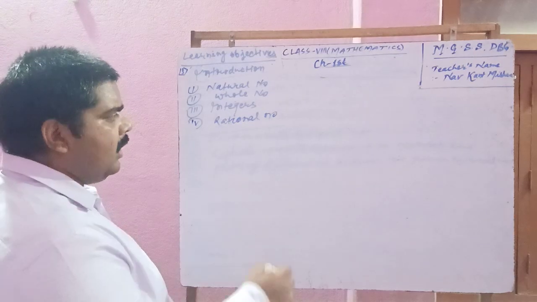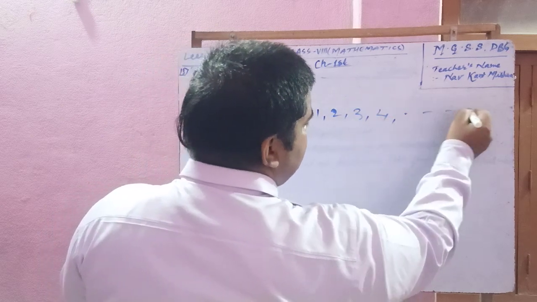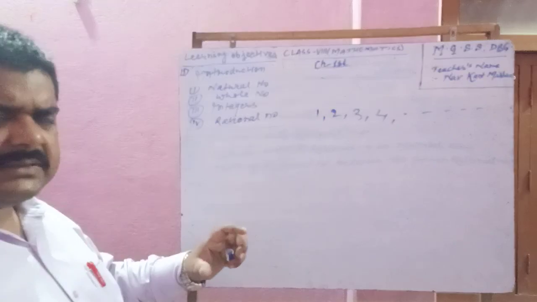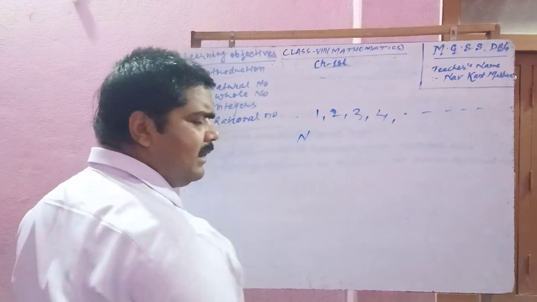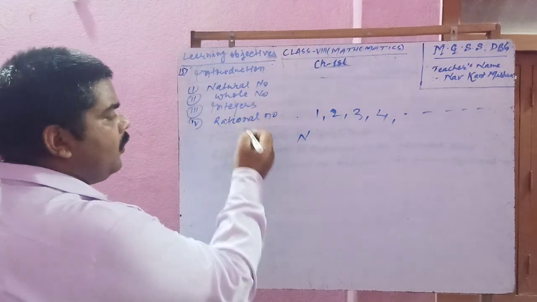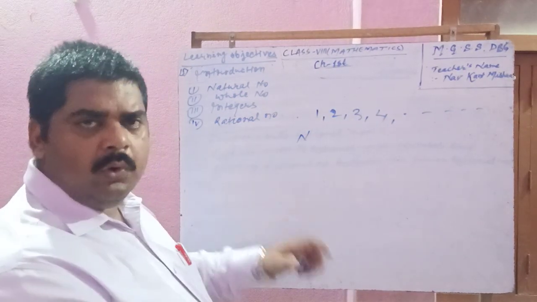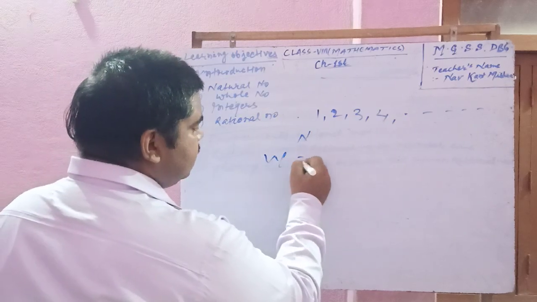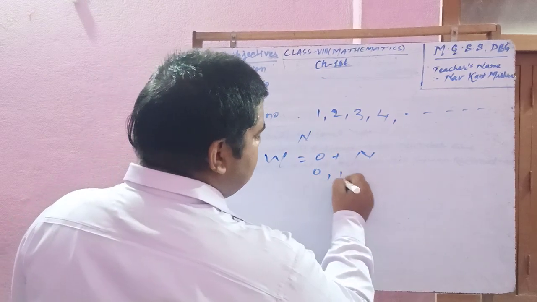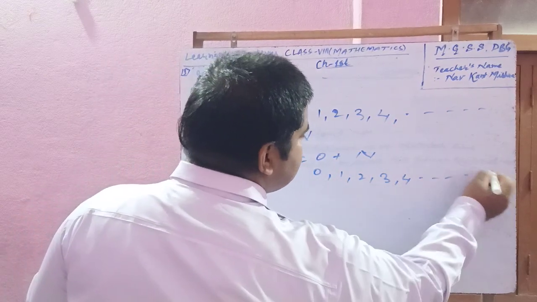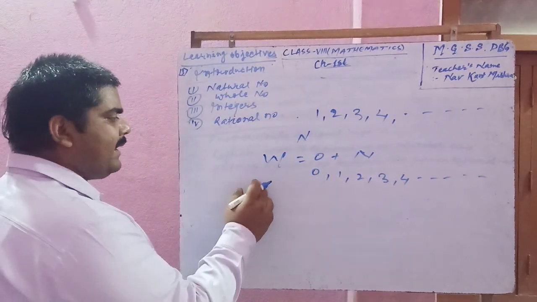regarding natural numbers, you know that natural numbers are 1, 2, 3, 4 and so on. All the counting numbers are natural numbers and they are represented by capital letter N. When these numbers are included with 0, they convert into whole numbers. So whole number is equal to 0 plus natural number. For example, 0, 1, 2, 3, 4 and so on. All these numbers are known as whole numbers and are denoted by capital letter W.